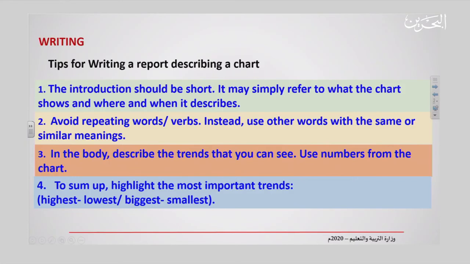Number 2, avoid repeating words or verbs, and instead use other words with the same or similar meanings. Number 3, in the body, describe the trends that you can see. Use numbers from the chart. Number 4, to sum up, highlight the most important trends, for example, the highest and the lowest, biggest and smallest.